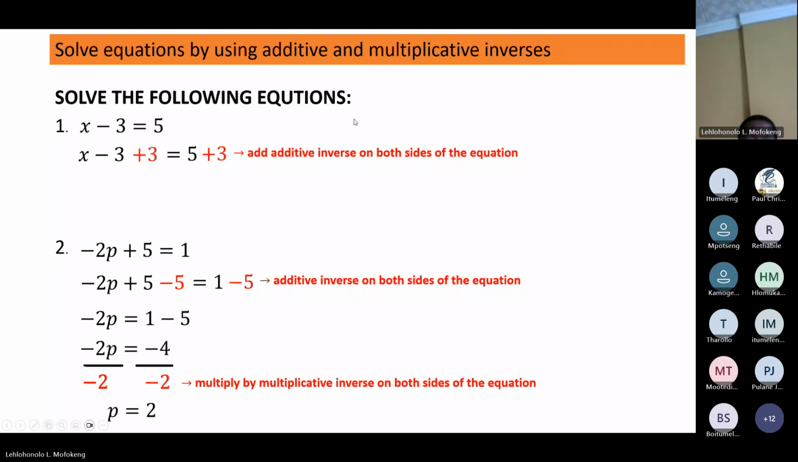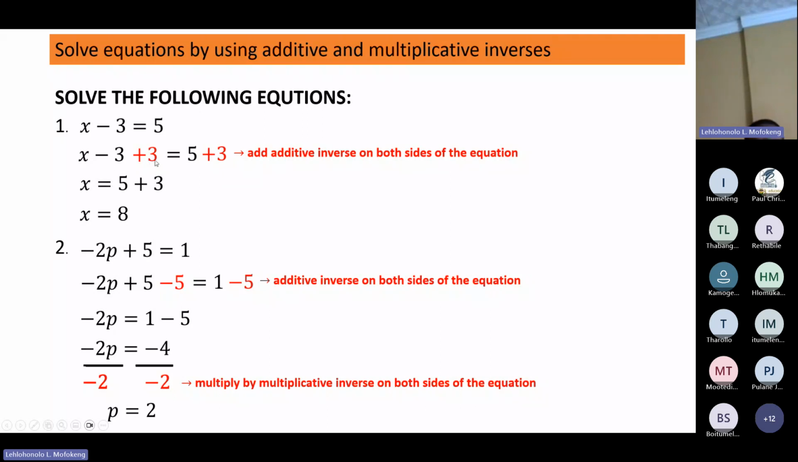For the first activity, we have x minus 3 equals 5. We have to solve for x. So that simply means in order to solve for x, we must apply the additive inverse. In order to use the additive inverse, we must isolate the variable x by adding positive 3 on the left-hand side as well as on the right-hand side.